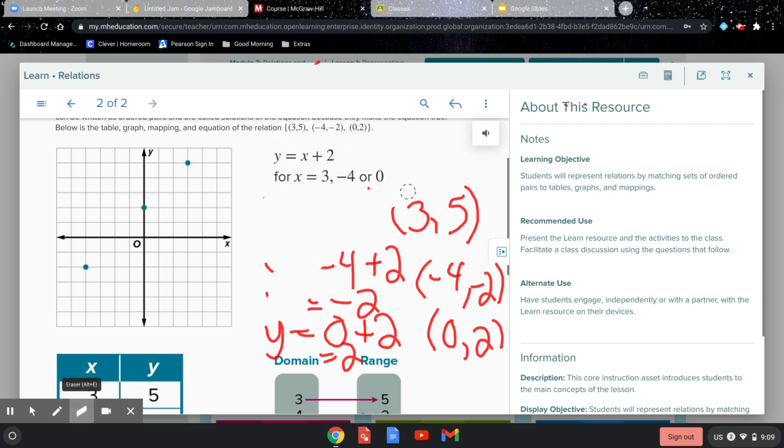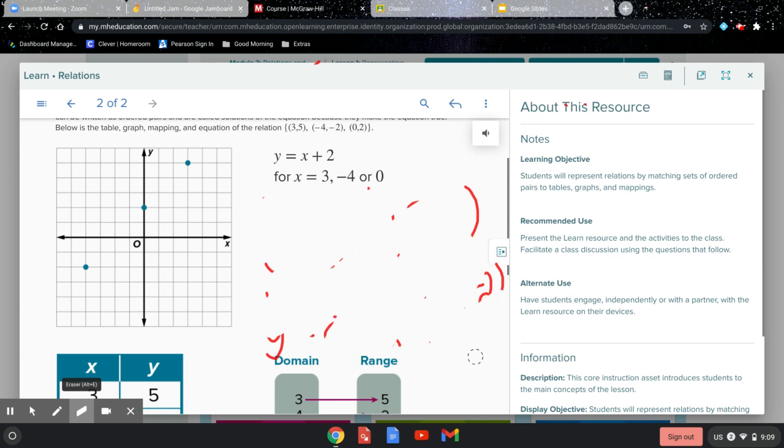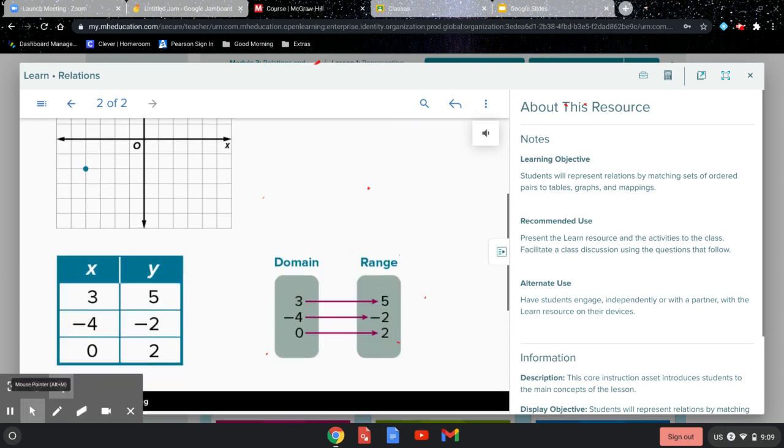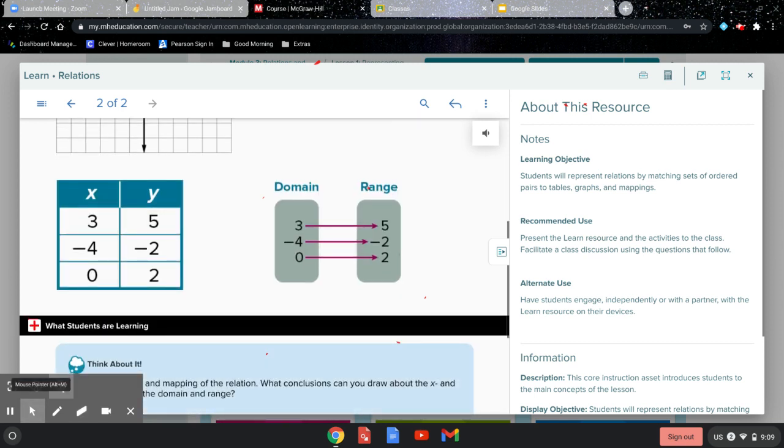That's how we could do that. And then we have the mapping diagram that represents it, and a table. The table is just having x as our first column, y as my second one, and you just list the different ordered pairs.